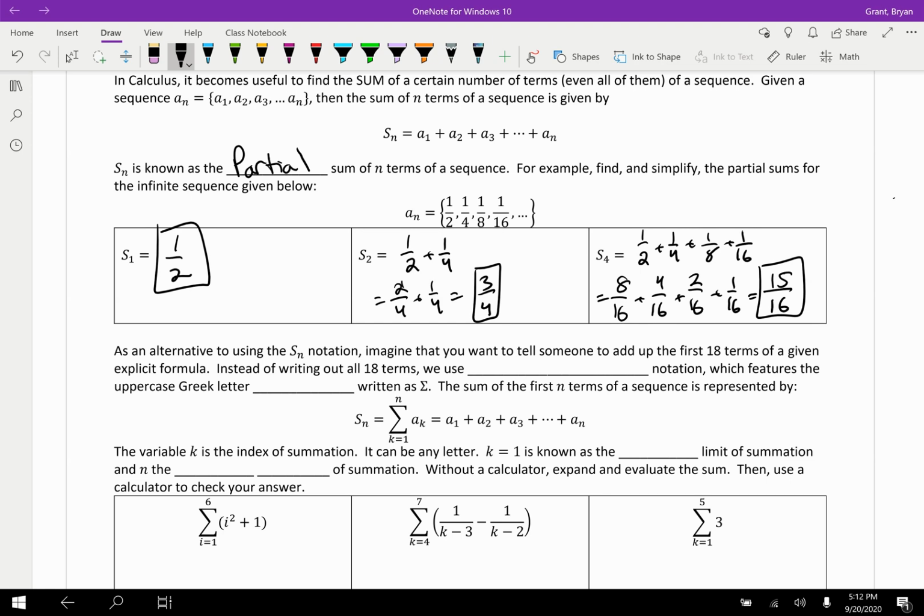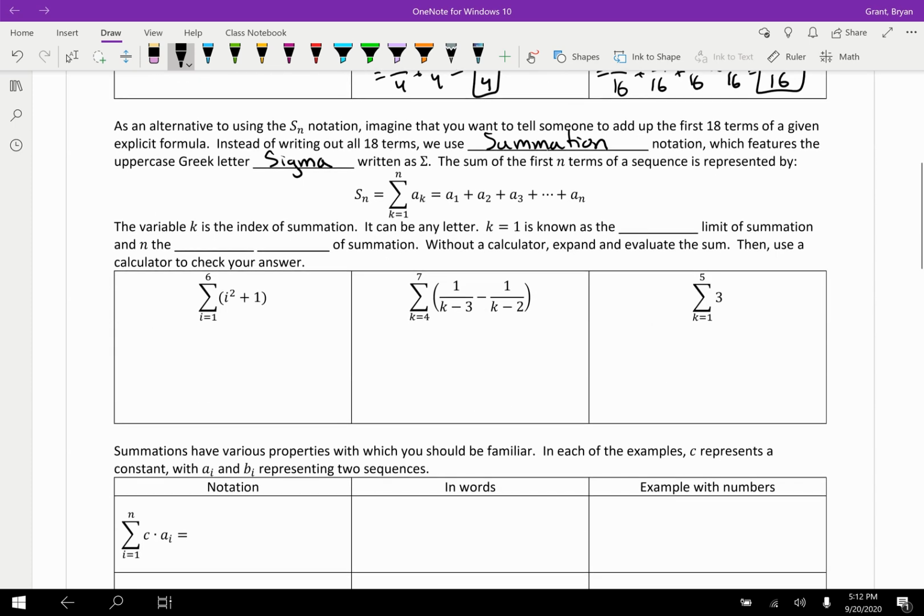As an alternate to writing the S sub n notation, imagine you wanted to tell someone to add up the first 18 terms of a given explicit formula. Well, instead of writing out all 18 terms, we have a shorthand, and the shorthand is called summation notation. And summation notation is going to feature our uppercase Greek letter sigma. Now, this shouldn't be a shock to you. We've seen sigma before, especially when we defined what integrals were. We used a limit as n went to infinity of sigma, so we've seen this. However, this is just a nice review for you.